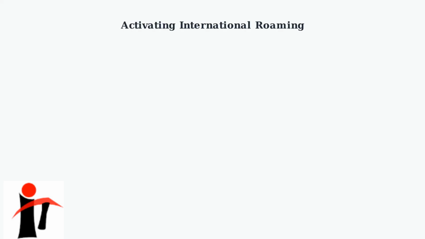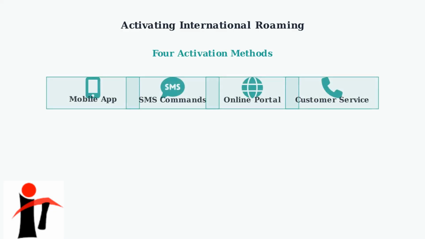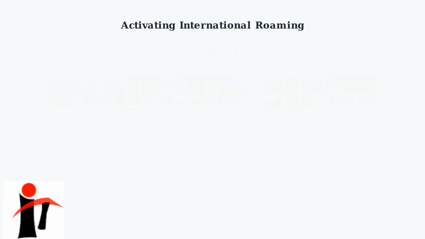Activating Lycamobile's international roaming has become easier than ever, with multiple convenient options now available to customers. There are four primary ways to activate your roaming service: the mobile app, SMS commands, the online portal, and customer service support. The mobile app is now the primary and most convenient activation method, offering a complete digital-first experience.